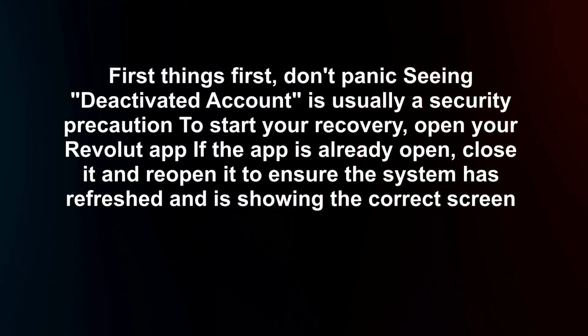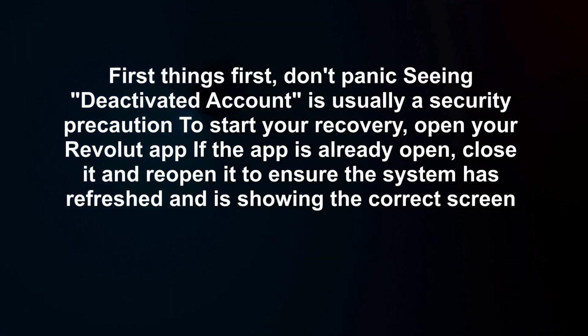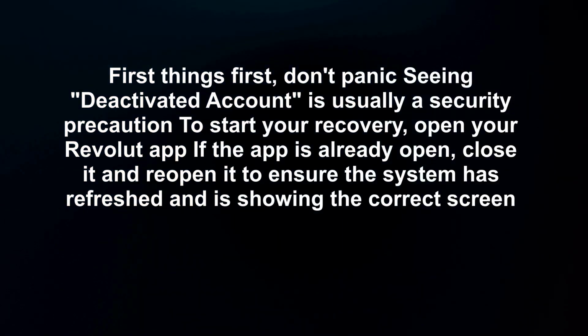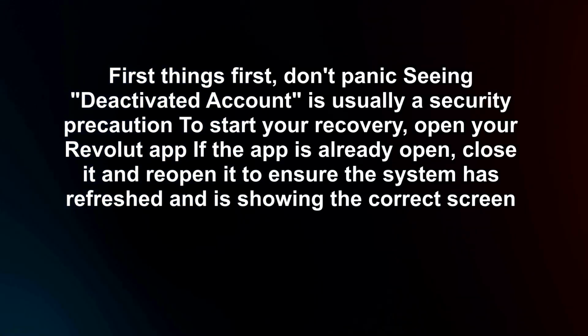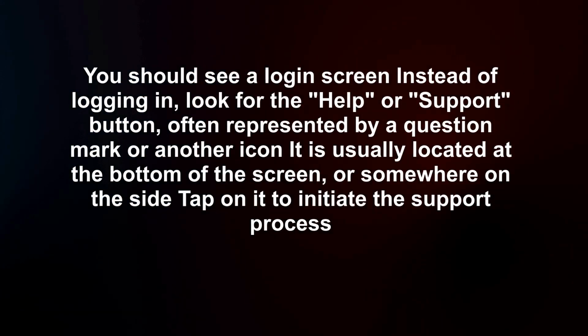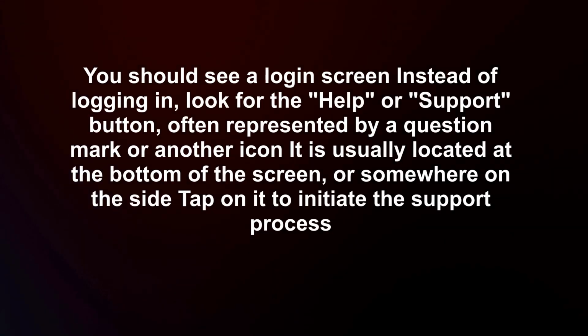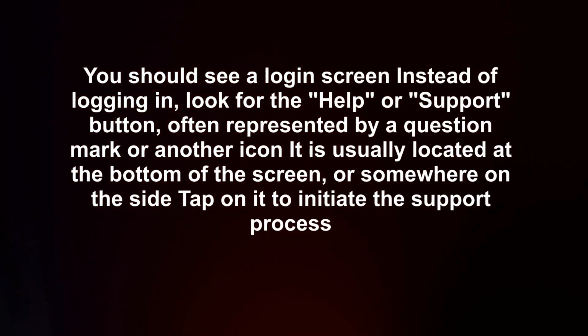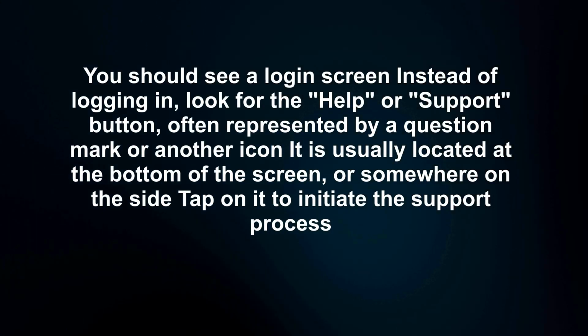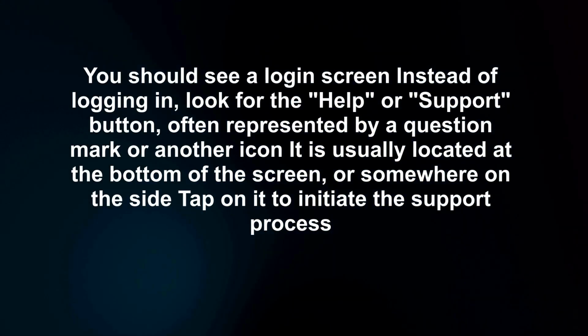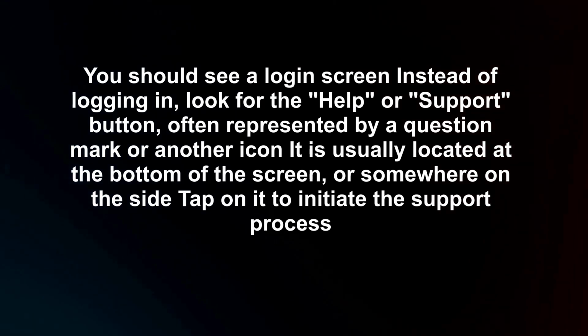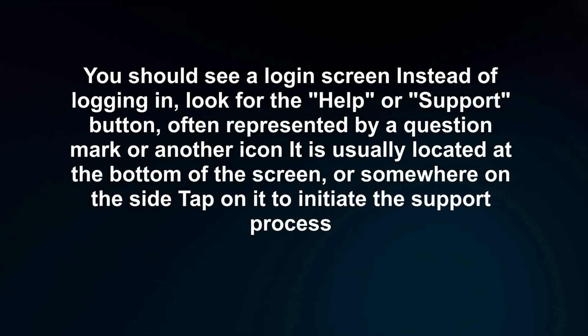open your Revolut app. If the app is already open, close it and reopen it to ensure the system has refreshed and is showing the correct screen. You should see a login screen. Instead of logging in, look for the help or support button, often represented by a question mark or another icon. It is usually located at the bottom of the screen or somewhere on the side. Tap on it to initiate the support process.